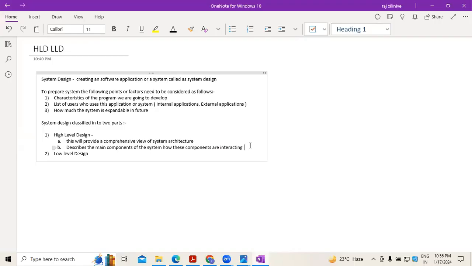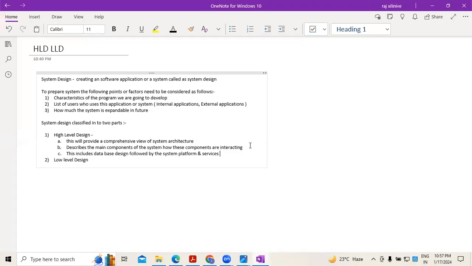Now, when it comes to the implementation of the high level design, this includes the database design, because whatever databases we are creating, the database design will be included in it, followed by system, platform, and services.